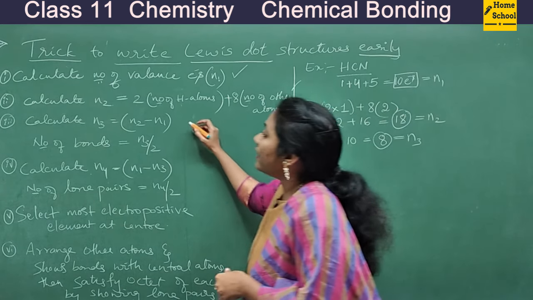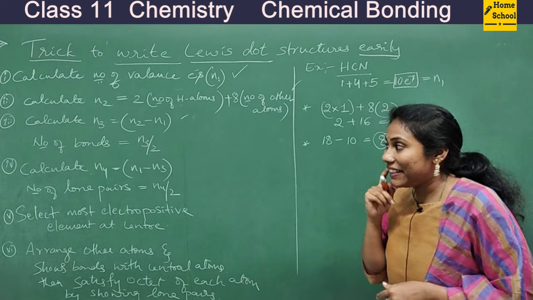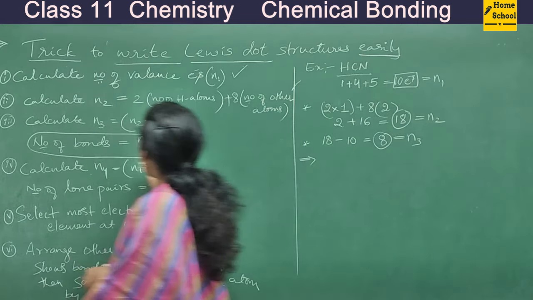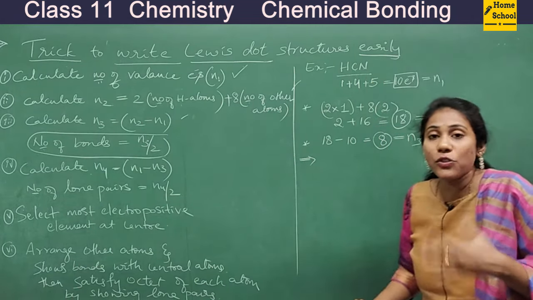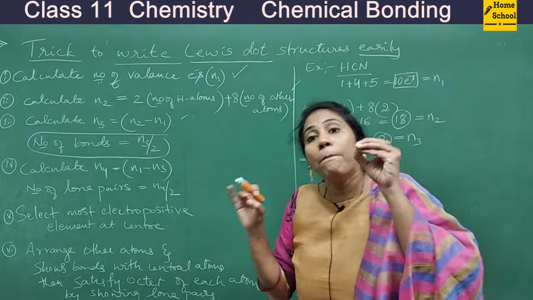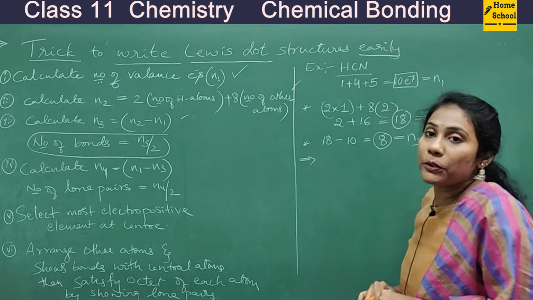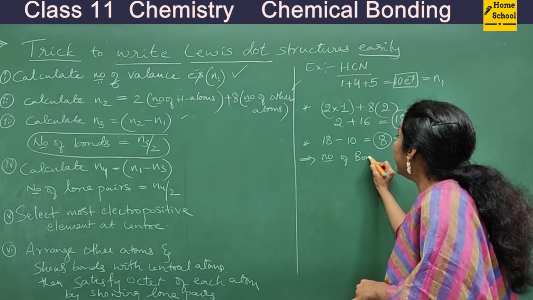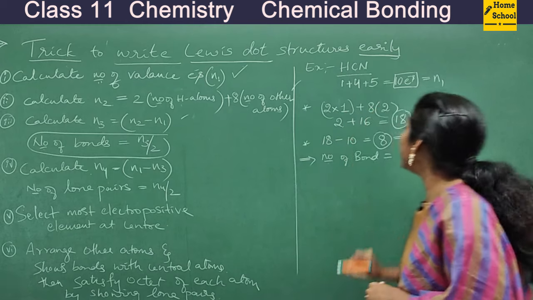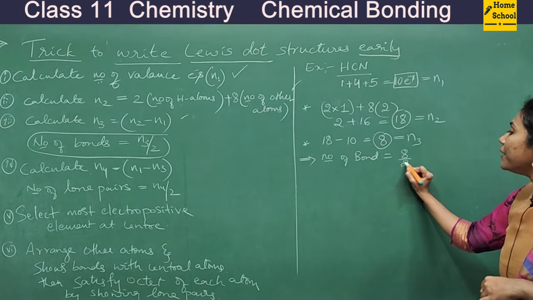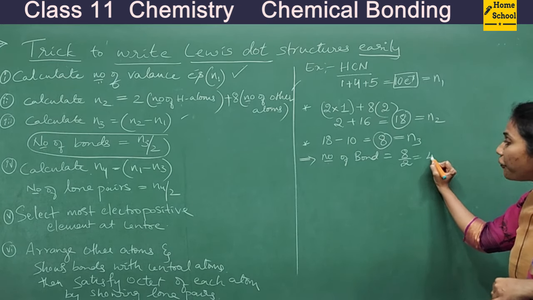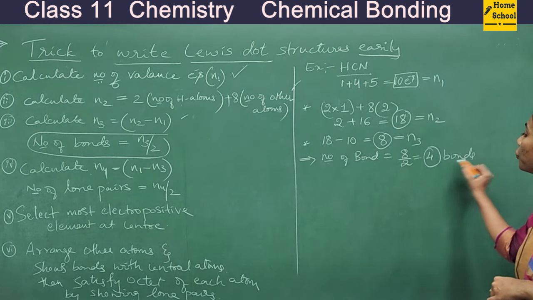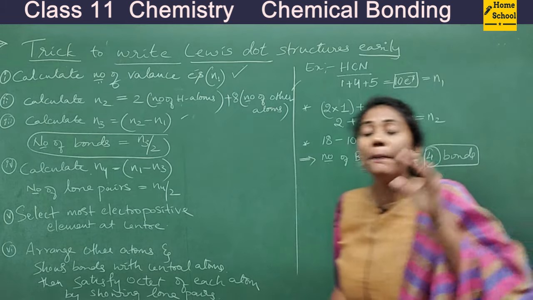Okay, so we have calculated N1, N2 and N3. With this information, you will come to know how many total bonds are present in this molecule. So how do you find the number of bonds? You just have to do N3 by 2. What is N3? 8. 8 by 2 is how much? 8 by 2 is 4, right? 2 fours are 8. So how many bonds are there? There are 4 bonds.